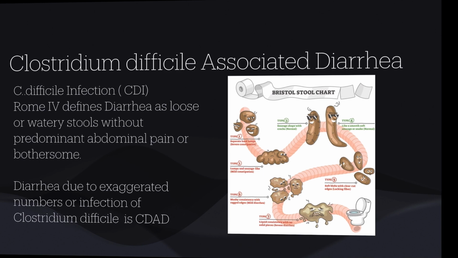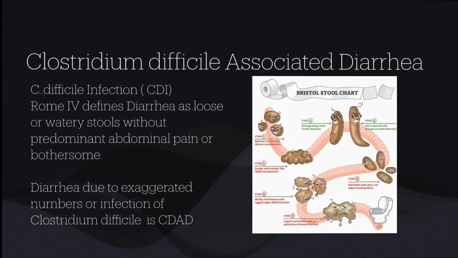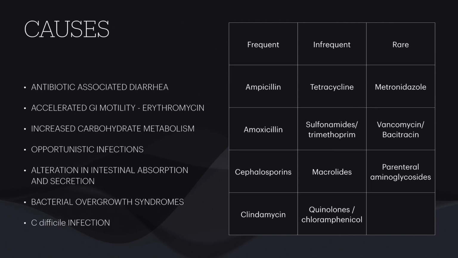Today we are going to discuss Clostridium difficile associated diarrhea. Diarrhea is defined as watery stools scaling between levels 5 to 7 on the Bristol stool chart, without bloating and predominant abdominal pain. In this video, we are going to discuss the diarrhea a patient experiences due to infection by C. difficile. The causes of diarrhea are many, but for C. difficile infection, in many cases, the cause is antibiotics like ampicillin, amoxicillin, cephalosporins, and clindamycin.